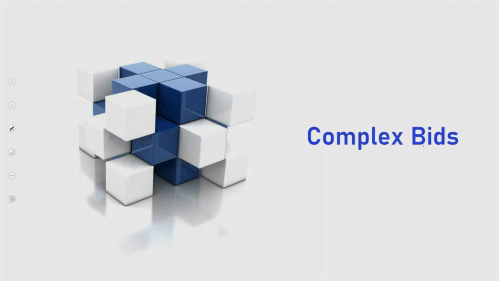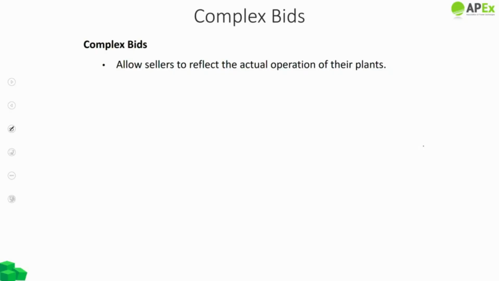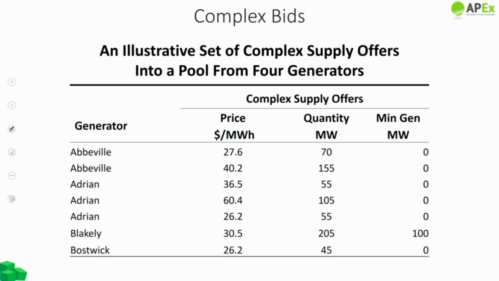As the simple bids ignore these inflexibilities, they are properly taken into account through the complex bids, which we will discuss in this part. The alternative solution to the issues with simple bidding is to allow generators to submit offers that reflect the actual operation of their plants. These bids are called complex bids. These bids can take many forms. Let's understand it with the help of one example where the generator is submitting an offer with a minimum generation constraint. In this example, generator Blackley has submitted an offer with a minimum generation level of 100.